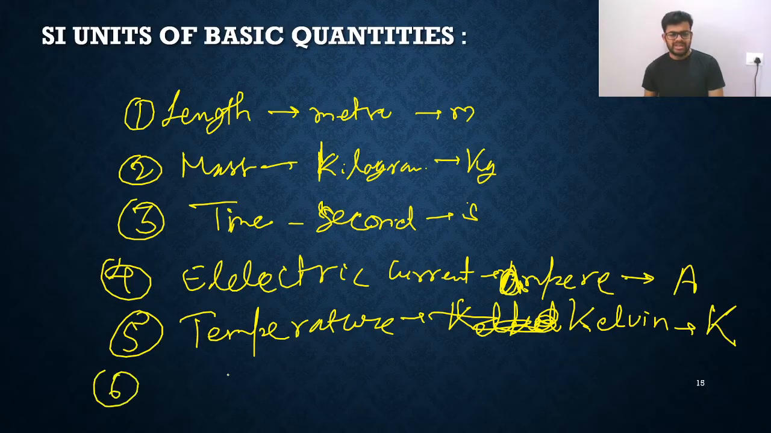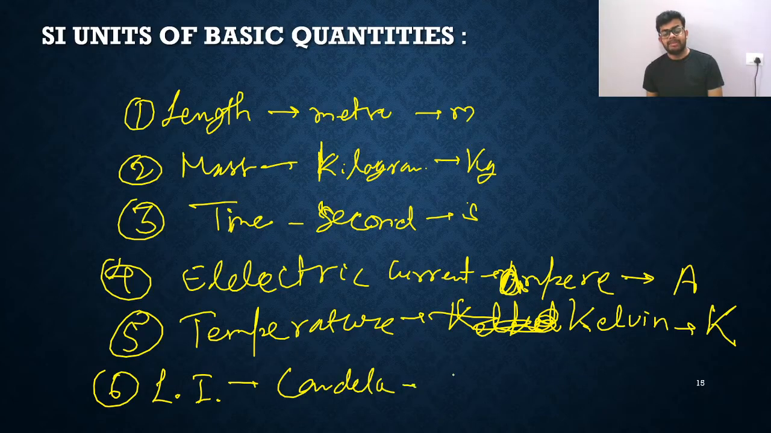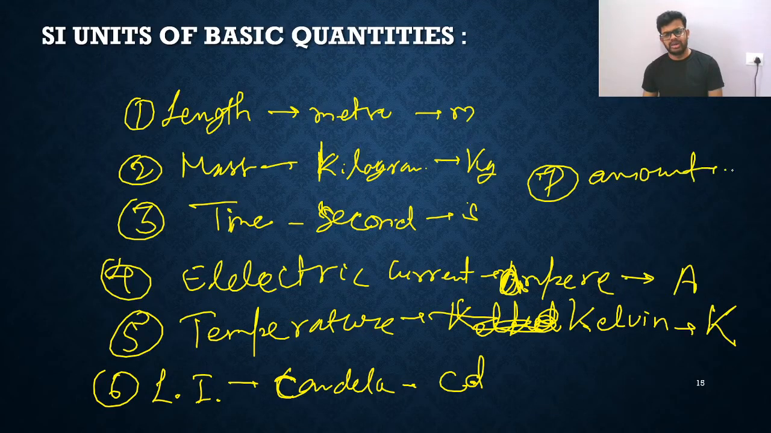Number 6, luminous intensity. That is candela, and it can be represented as cd, both small letters. Last and final, number 7, that is amount of substance. Amount of substance can be represented by the unit mole and the symbol is mol.